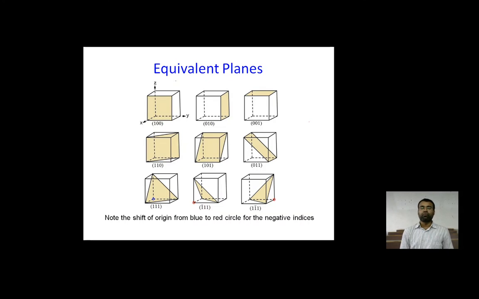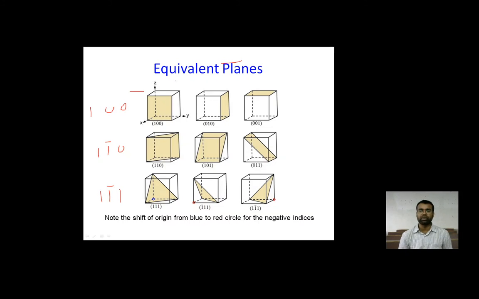These are the arrangements shown here, the family members we discussed. 1 0 0 is a family, 1 1 0 is a family, as you can see, with a different arrangement, and then 1 1 1. The 1 1 1 family also includes some negative indices, and that is how we define all these, which is also shown in the figure.